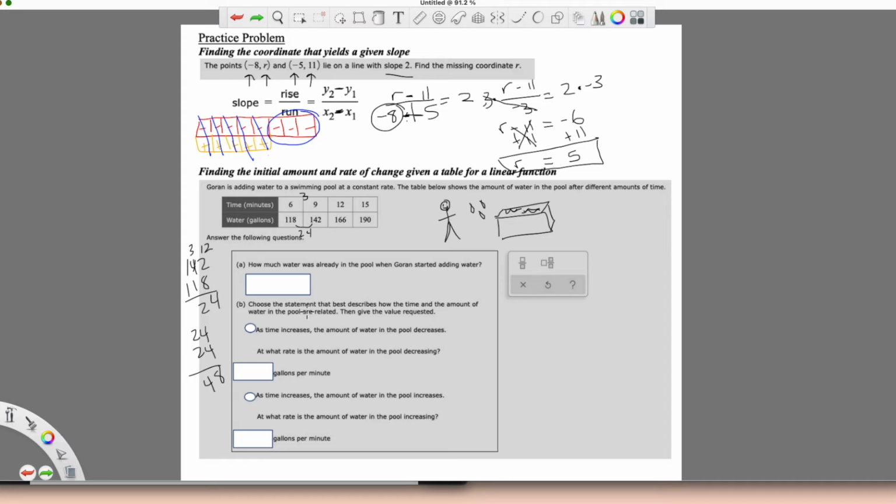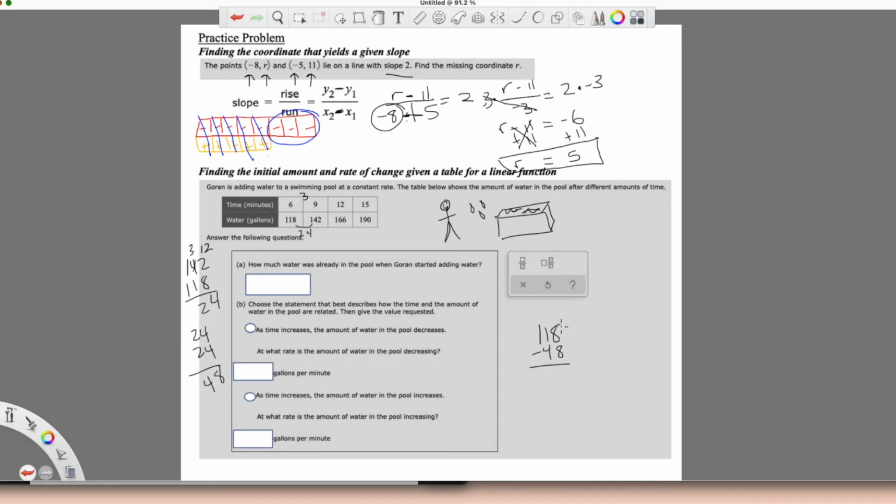That's how much is in there after 6 minutes, because we started somewhere. There's some amount that we started with. So this helps us really quickly know, okay, I didn't start at 0 then. What I started with was 118 minus 48. We need to do another subtraction here.